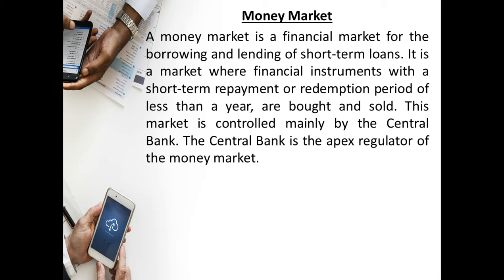So the money market is under the Apex Bank, which is the central bank. The central bank controls the activities of these markets. The central bank is the apex regulator of the money market, so it controls the activities of the buyers and the sellers in this market. Take note, what are they buying and selling? Loans on a short-term basis, usually less than a year.